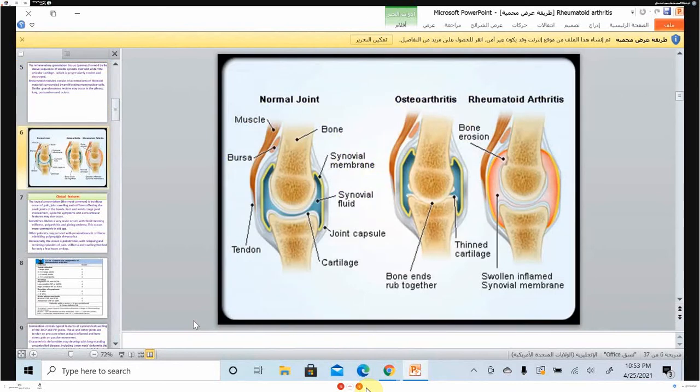So the picture demonstrates the normal joint, the joint with rheumatoid arthritis, and the joint with osteoarthritis.